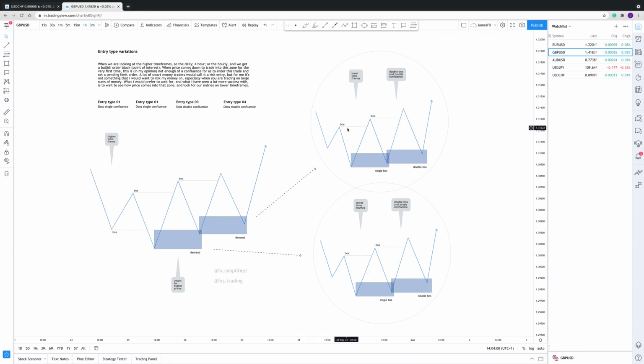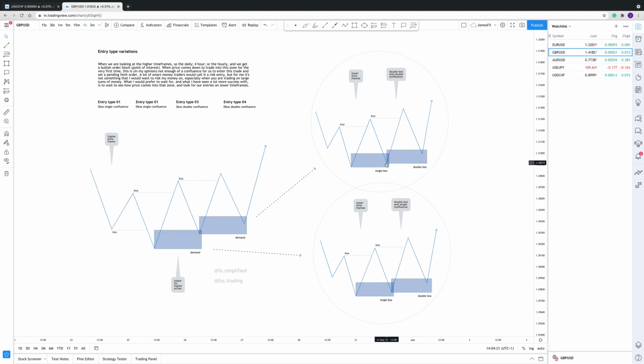Okay, so now that we're trading inside this second demand level and the second break of structure, price again trading back down into it, we will see lower lows and lower highs. We want to wait for a nice break in structure, as you can see, and this would be our single boss, but with double confluence as we trade in the second demand.